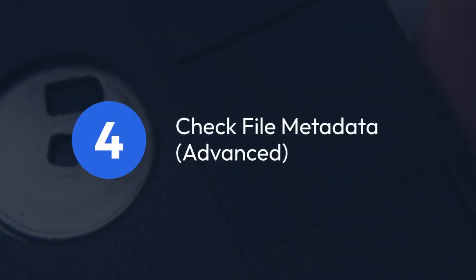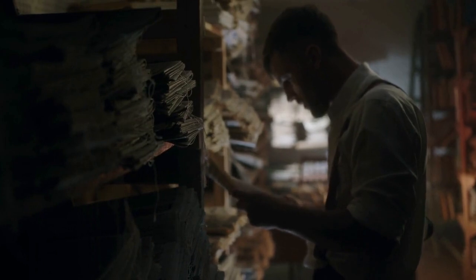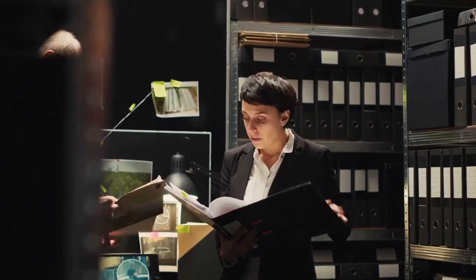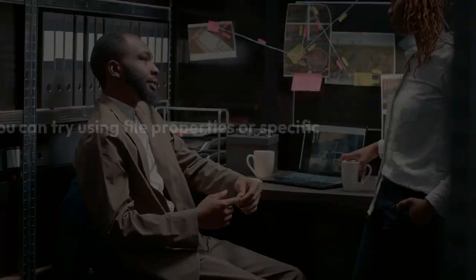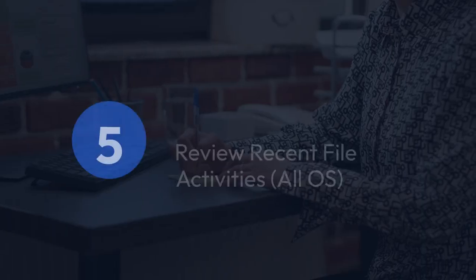4. Check file metadata (advanced). Some files contain metadata, which includes information about the file's history. The file's original name might be hidden within this metadata, but accessing it often requires specialized tools, making this a less user-friendly method for most people. You can try using file properties or specific metadata viewing software, but this isn't guaranteed to work for all file types or operating systems.